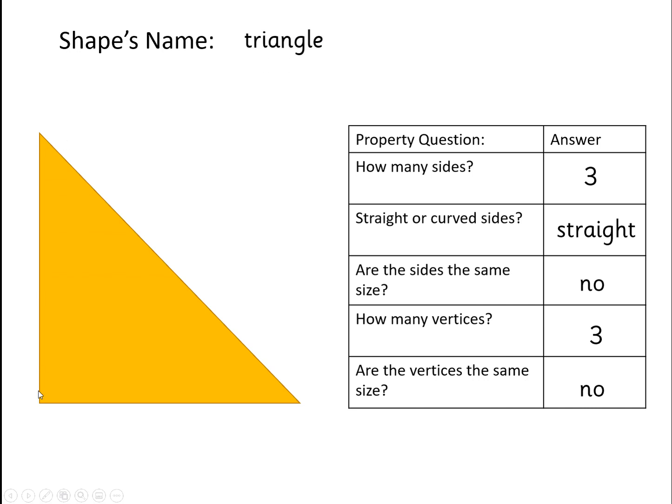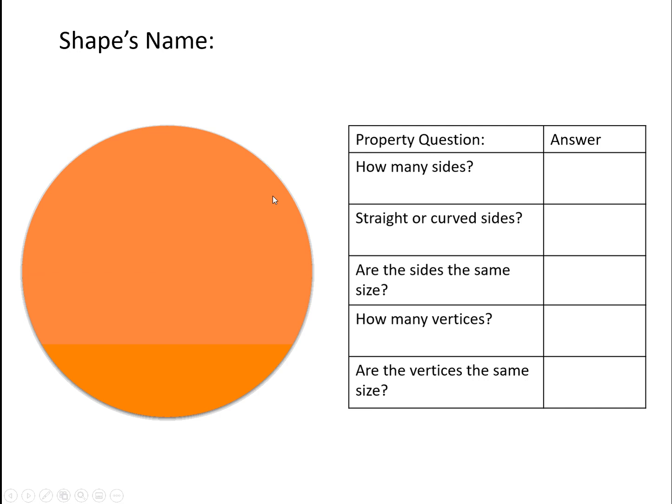It's actually a special triangle. It's called a right angle triangle because of this corner here. But you don't need to worry about that till year 2. Okay, next shape.